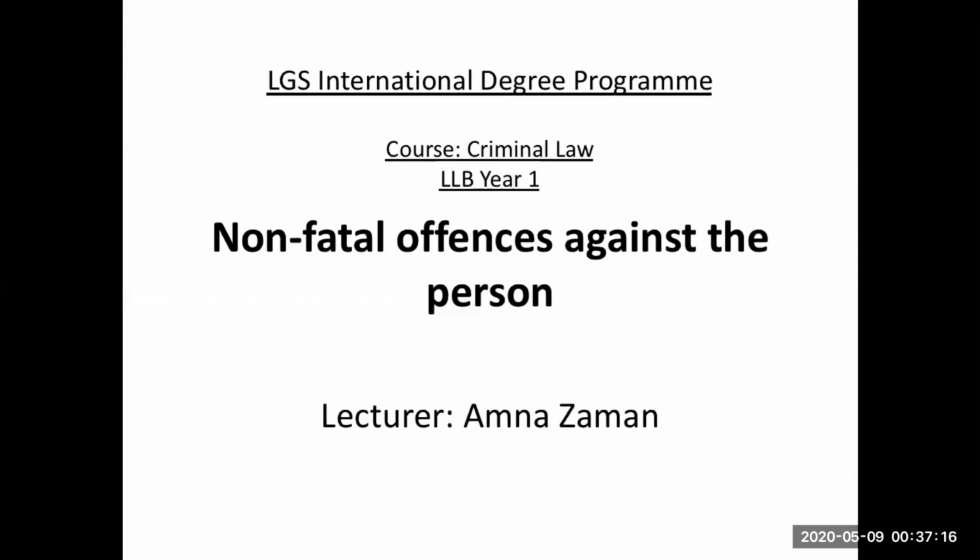Our topic for today's discussion is non-fatal offenses against the person. This is chapter 9 of your study guide. Non-fatal offenses primarily are crimes against persons that do not involve a killing. Our aim for today's lecture would be to study the hierarchy of such crimes, ranging from the most serious ones to the least serious ones.